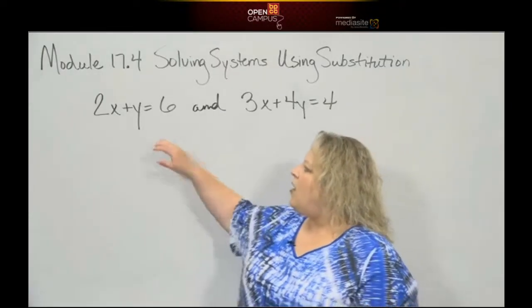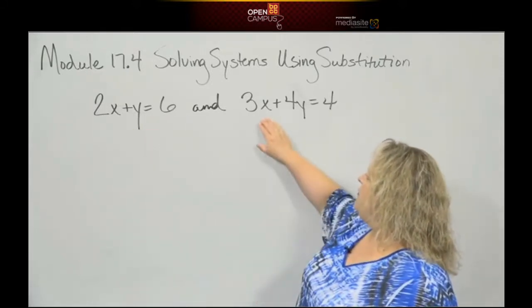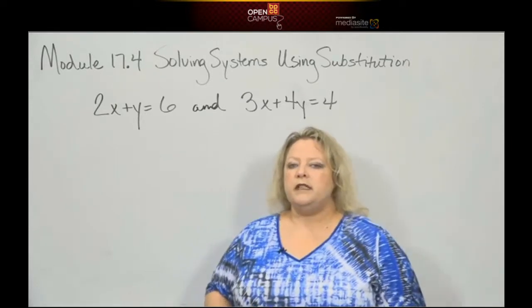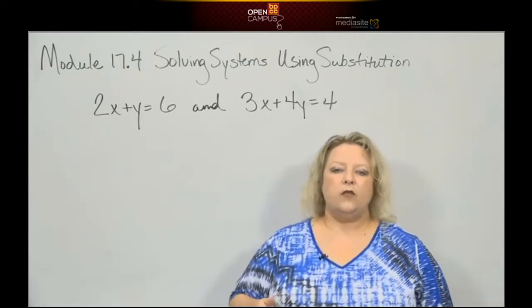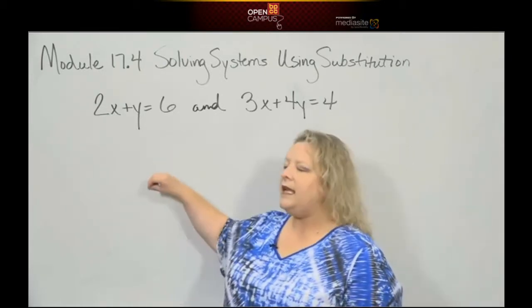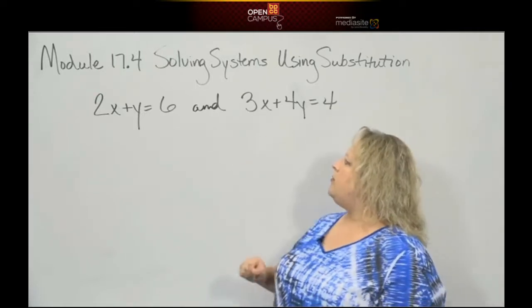Okay, here are our two equations. You have 2x plus y equals 6, and then you have 3x plus 4y equals 4. Now your goal is to figure out which one is going to take the least amount of work in order to get it in y equals something or x equals something. Let's look at the one on the right.